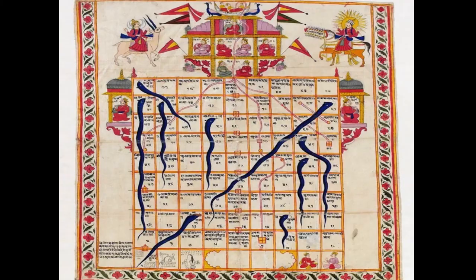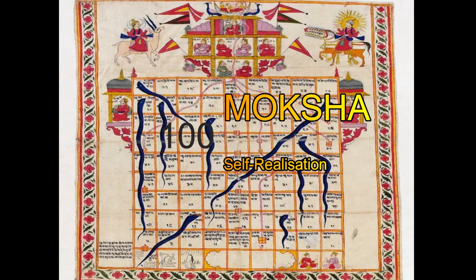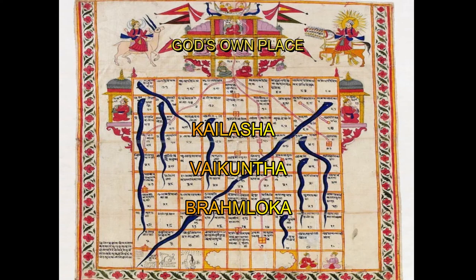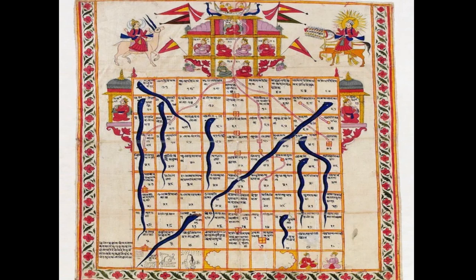The 100th square represented nirvana or moksha. The tops of each ladder depict a god or one of the various heavens: Kailasa, Vaikuntha, Brahmaloka, and so on. As the game progressed, various actions were supposed to take you up and down the board, as in life. The explanation of the squares is accurate, but several sources point out that it goes back to the 2nd century AD. Gyandev might have been a proponent and may not have created it.